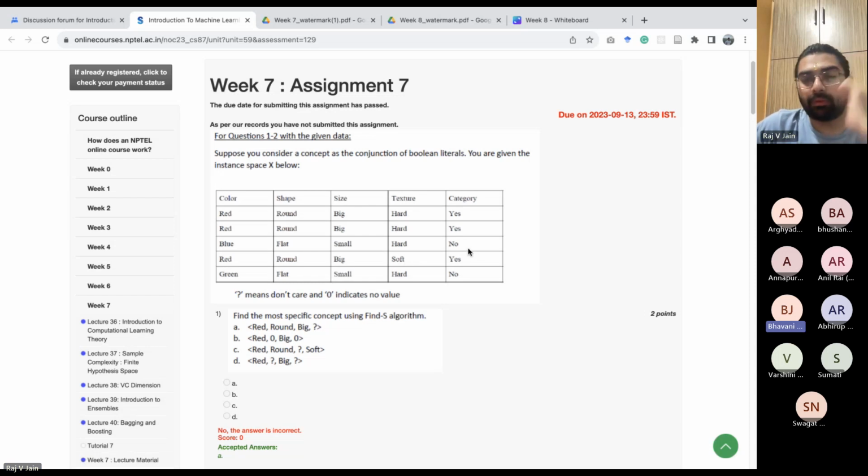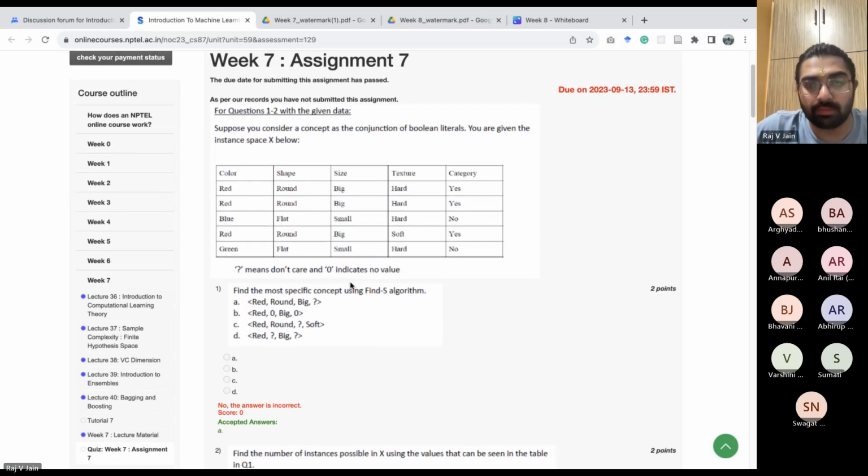Then we go for the fourth row with the category yes. For the first feature, the color will still be red, the second feature will still be round, and the third feature will still be big. For the fourth one, texture, before it was hard and now this record has soft, so it changes to a question mark. It can take any value. So the answer becomes red, round, big, and then question mark. So A will be the option.